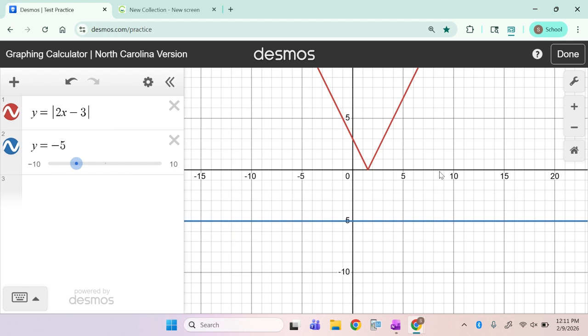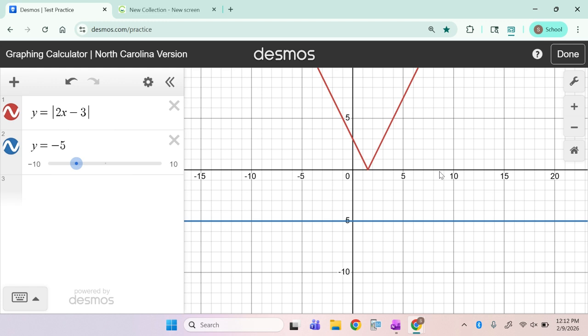If they don't intersect at any x value, will those two graphs intersect? That's my question. No. So what do you think my answer is? No solution. Now, that is true for almost any negative number. Why do you think that's true? Why is it that if I do the absolute value of something and I set it equal to a negative number, I will always get no solution?